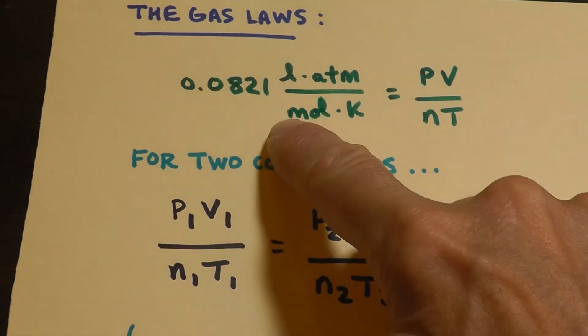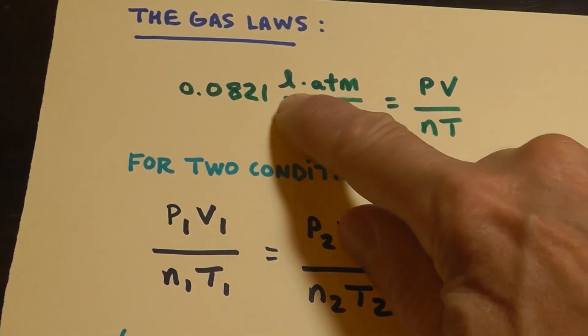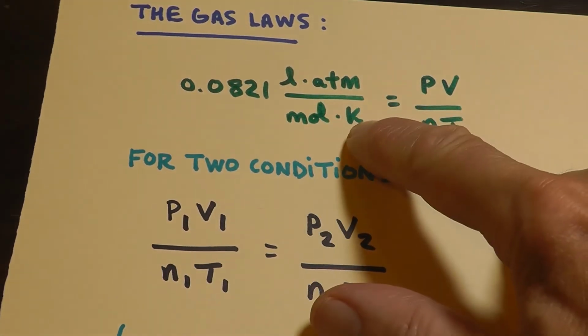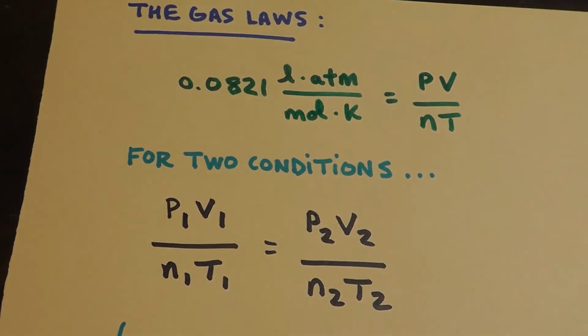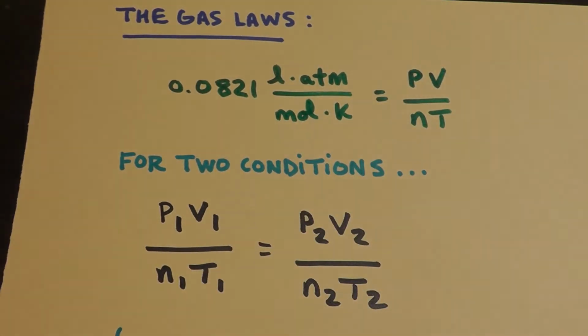So you will always see this given. And you could always look at the units. You could say, hey, that's units of pressure, volume, moles, temperature. You can write PV over NT. And you can say, well, P1 V1 divided by N1 T1 is equal to P2 V2 divided by N2 T2.